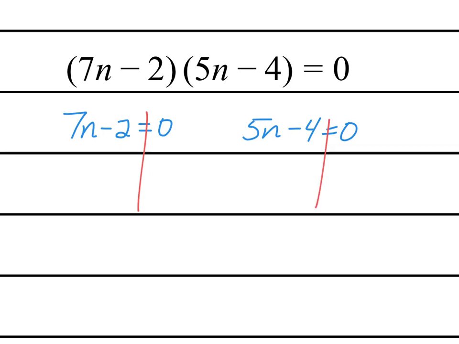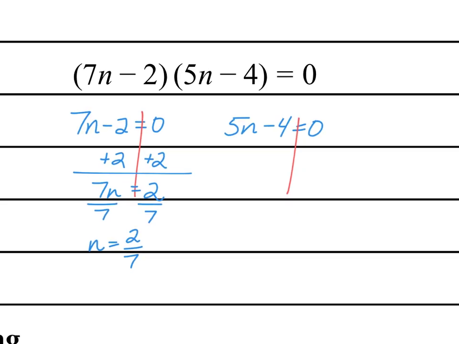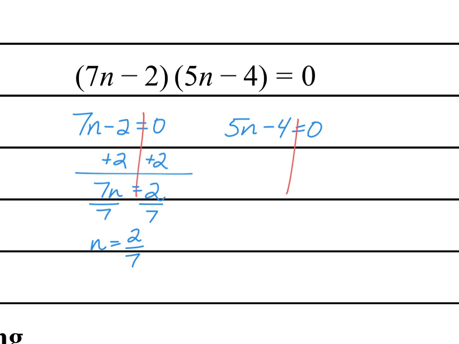Serenity, what to do first on that equation on the left? You add 2 to the other side. Yep, add 2. And so I get 7n equals 2. Kirsten, what next? And so leave your answer as a fraction. We're going to leave it as 2/7. So that one is 2/7, comma 0.